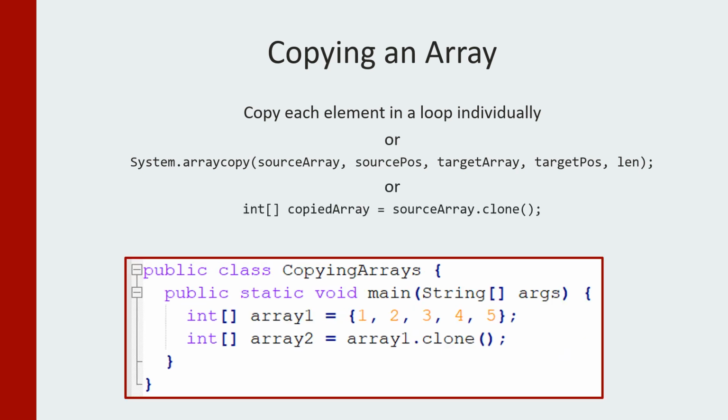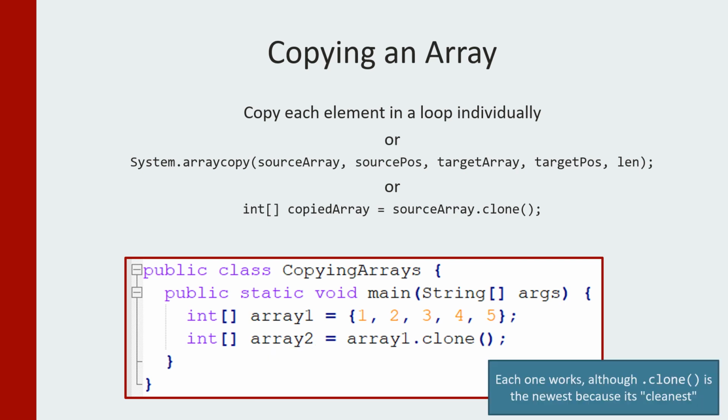And then the third way to do it is int copiedArray equal to sourceArray.clone(). In this case, my copied array is array 2, and my array 1 is the source array. So all three of these will do the same thing in terms of copying your array into a new position. Each one of these works. Clone is kind of the cleanest way to do it, and it's also the newest thing that Java has provided recently.